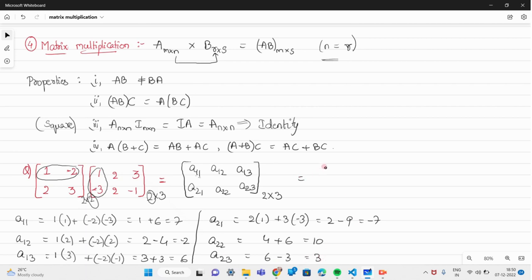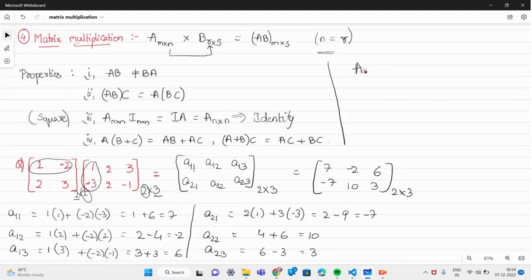Hence, we can write the final answer as, just substitute these values, 7, minus 2, 6, minus 7, 10 and 3, of order 2 cross 3. So this will be the order 2 and 3. First matrix A of order 2 cross 2, and assume second matrix as B of order 2 cross 3. Then we got the output as AB, which is 2 cross 3.